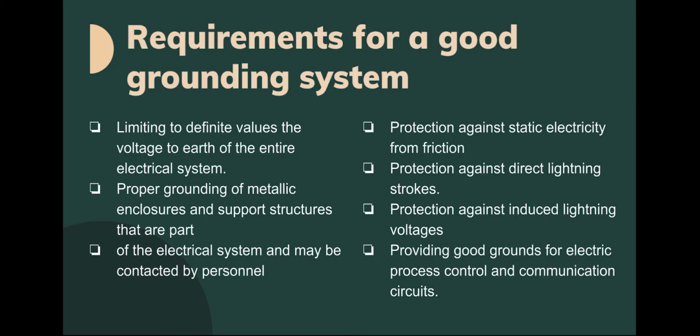There are many requirements for a good grounding system. Those are limiting the definite values of the voltage to earth of the entire electrical system, proper grounding of metallic enclosures and support structures that are part of the electrical system and may be contacted by the personnel, protection against static electricity from friction, protection against direct lightning strokes, protection against induced lightning voltage, and lastly, providing good grounds for electric process control and communication circuit.